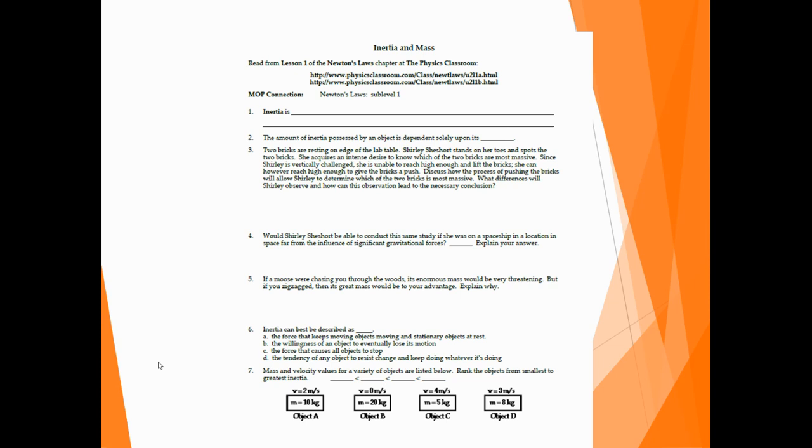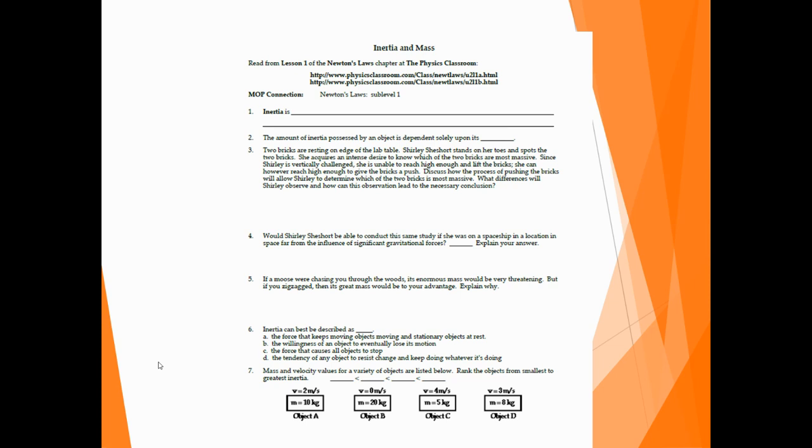Number 4, would Shirley Sheshort be able to conduct the same study if she was on a spaceship in a location in space far from the influence of significant gravitational forces? Well, the answer is yes, because all objects have mass, even if they're out in the middle of space, and they all exhibit the same degree of inertia as they did on Earth. Their weight is due to gravity and how close they are to Earth, but that doesn't have anything to do with this whole tendency to resist motion.